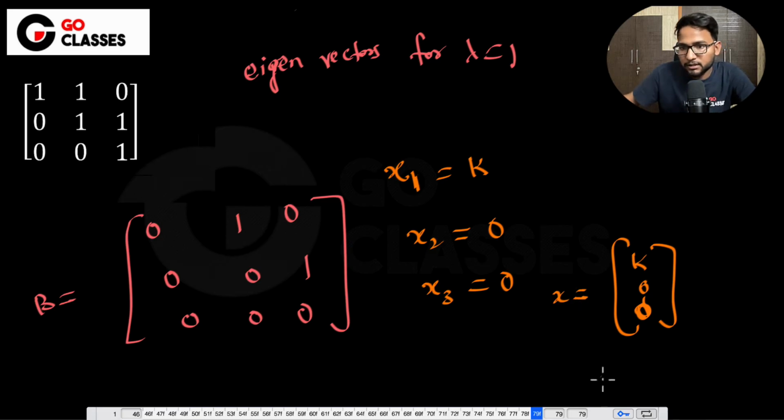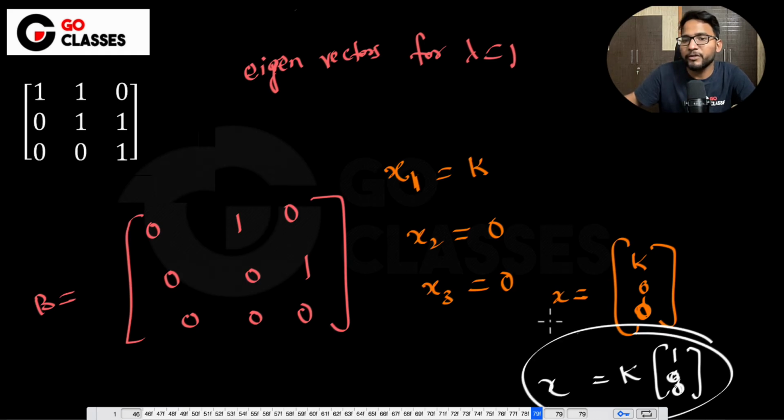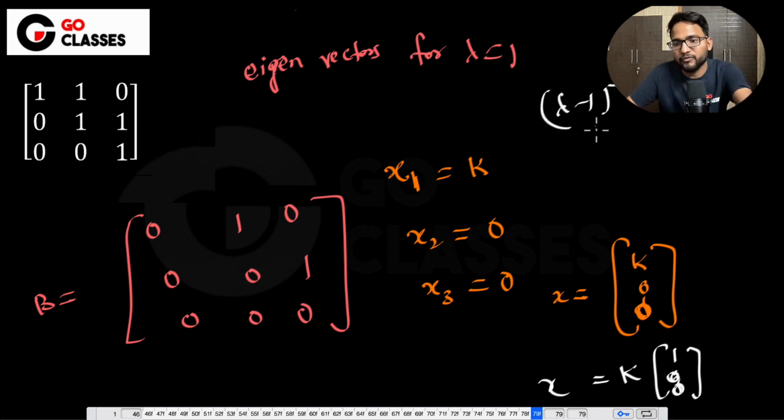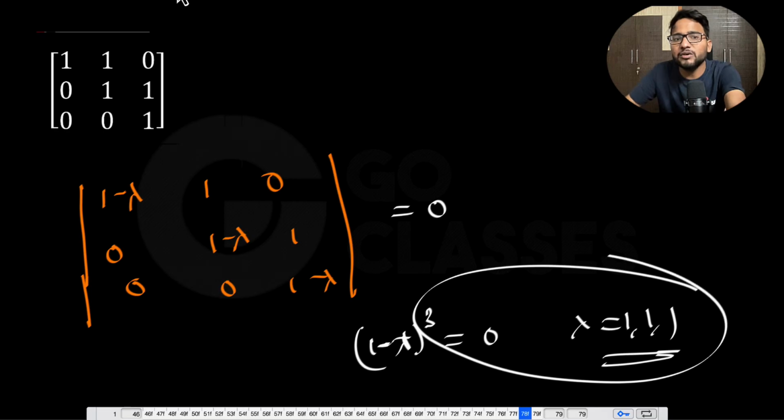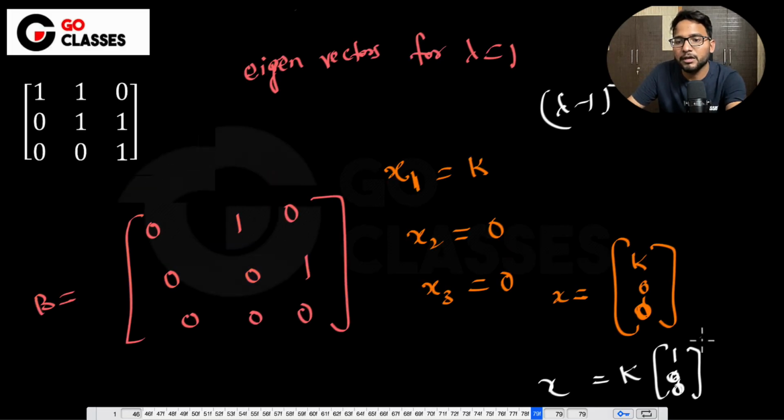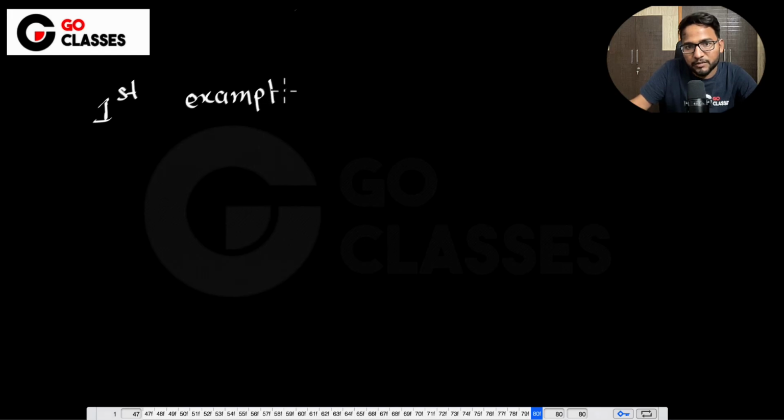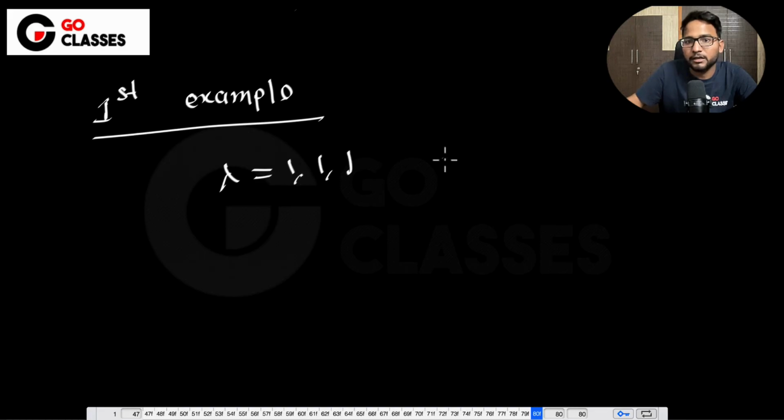So which means that here how many linearly independent eigenvectors do you have? k, 0, 0, you can take k common: 1, 0, 0. How many linearly independent do you have? You have just one linearly independent eigenvector, although lambda was repeating 3 times. Still you just have one linearly independent. So we have seen 3 examples where in the first example lambda was repeating 3 times, right? And then 3 linearly independent eigenvectors.